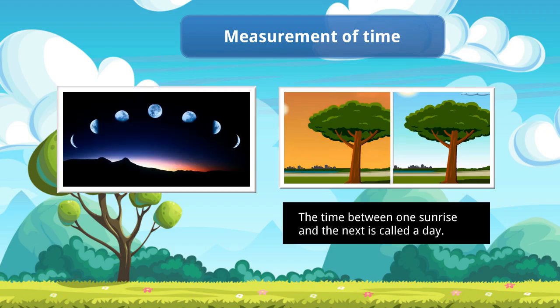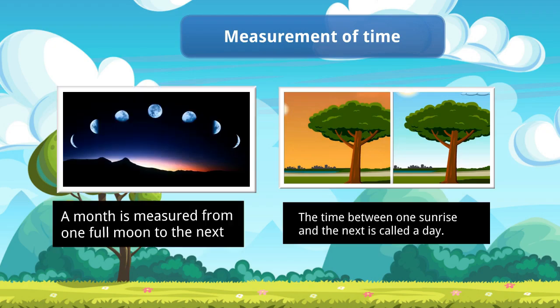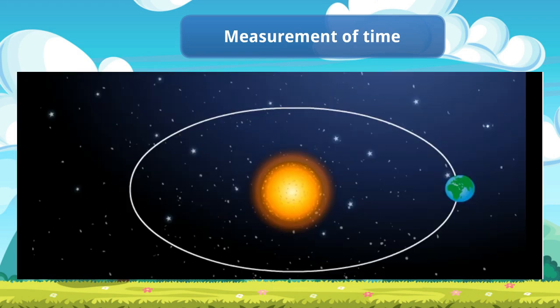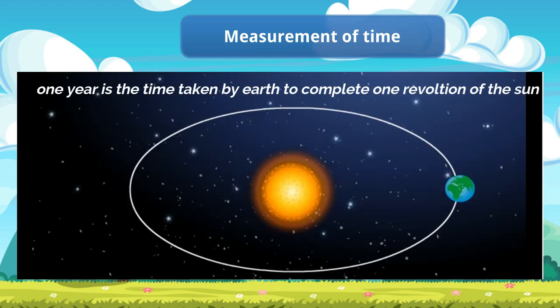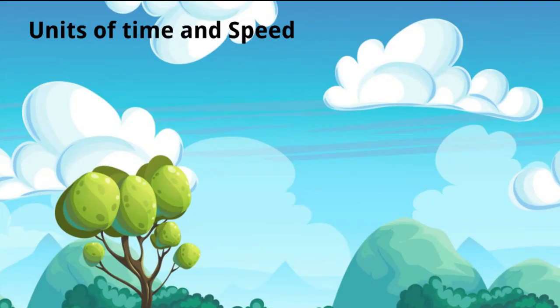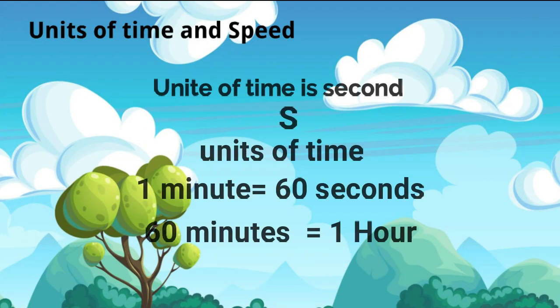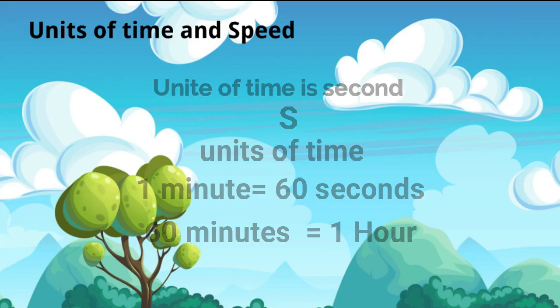The time between one sunrise and the next is called a day. Similarly, a month is measured from one full moon to the next. 1 year is the time taken by Earth to complete one revolution of the sun. The basic unit of time is second. Its symbol is s. Larger units of time are minutes and hours. 1 minute is equal to 60 seconds and 60 minutes are equal to 1 hour.